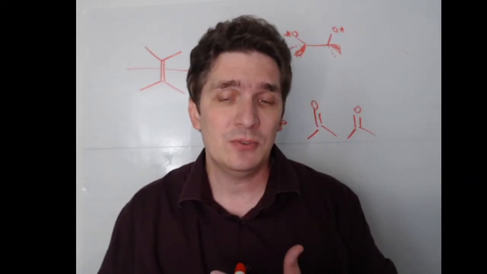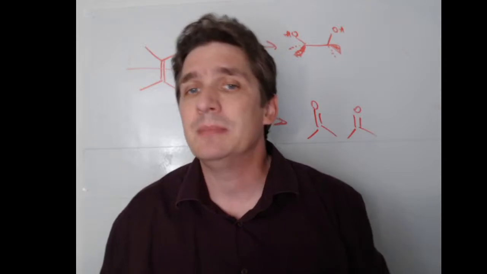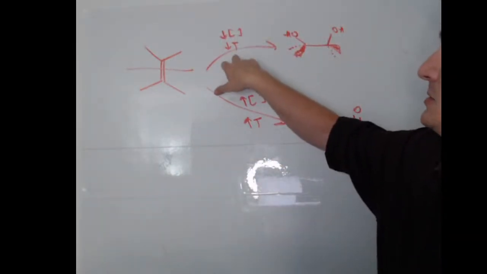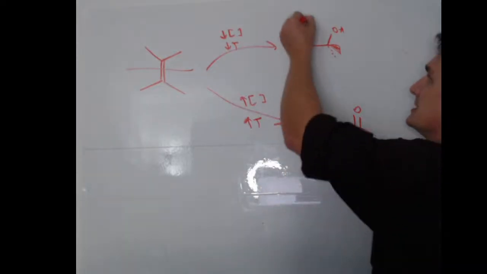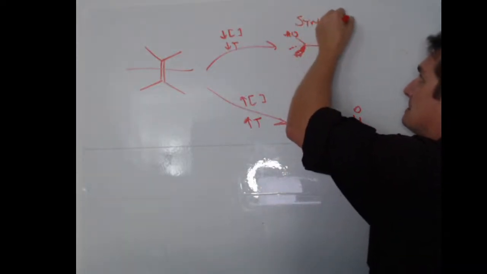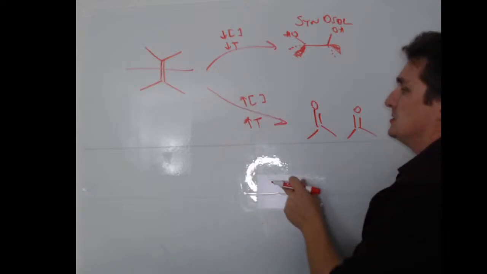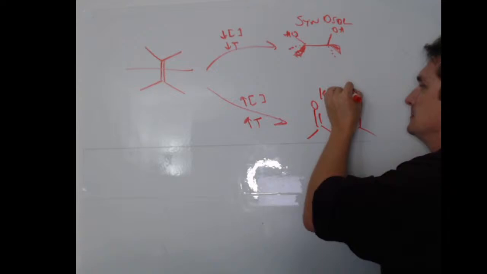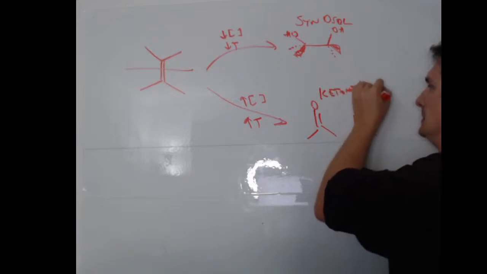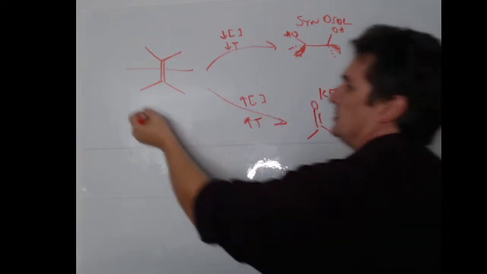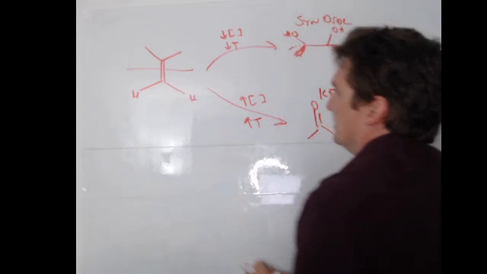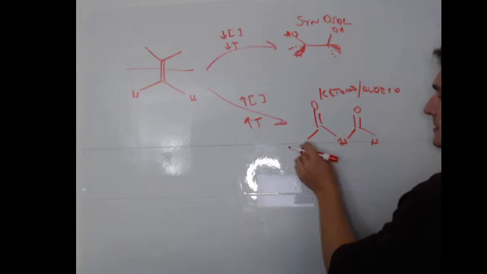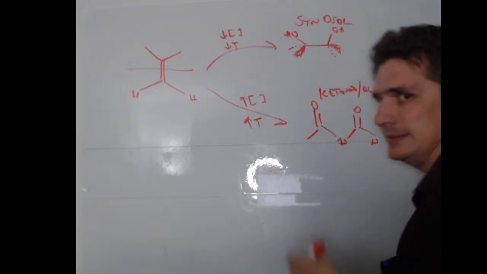So really with KMnO4, I would recommend that you not bother with the mechanism and just learn that if I have high temperature, low concentration, I'm going to get a syn diol. And if I go to high concentration, high temperature, I get cleavage to give aldehydes or ketones. And the question about, well, do you get aldehyde or ketone, that depends on the double bond. So if I redrew this with 2 hydrogens at the bottom, I'd have dimethyl ketone and formaldehyde.